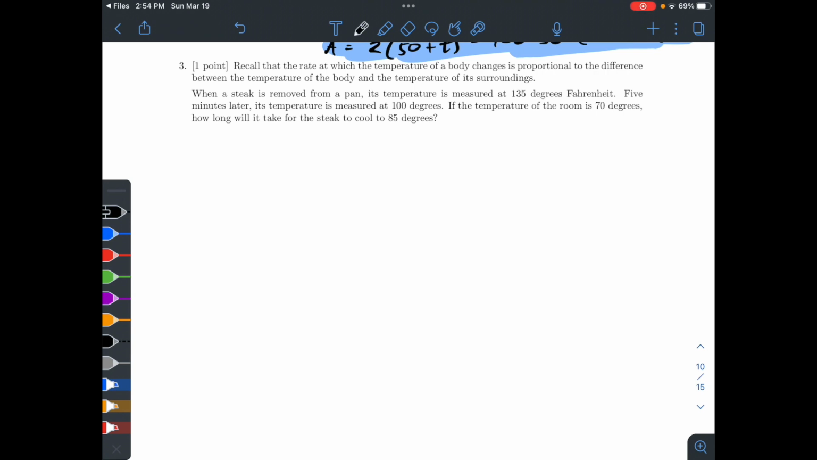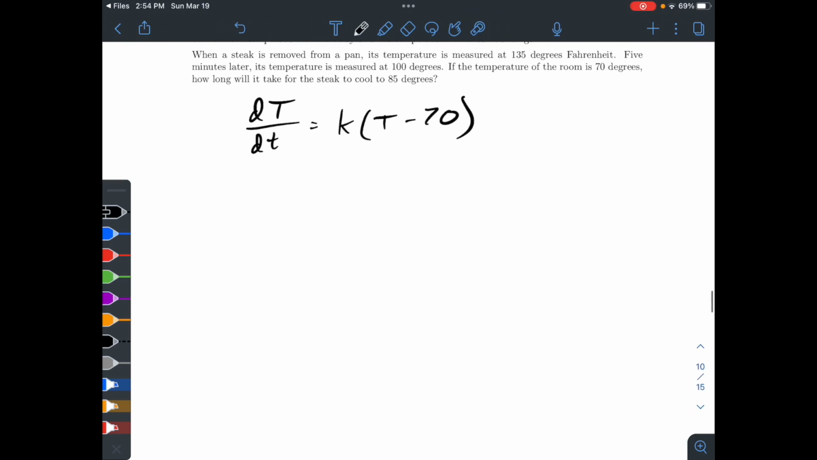If I were to phrase it like that, here's what we would do. We would use this information to set up a differential equation. So the rate at which the temperature, capital T, is changing with respect to time is proportional, so there's going to be k times something, to the difference between the temperature of the body, which is capital T, and the temperature of its surroundings. The temperature of the surroundings here is just 70 degrees, so I'll just write 70 here. You could write T sub S as a placeholder variable and then plug it in later.